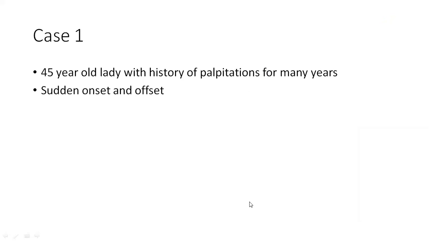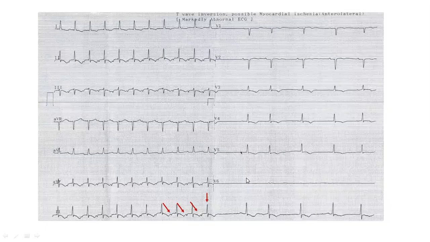Okay, so a 45-year-old lady, palpitations for many years, sudden onset and sudden offset on the history. This is the ECG. So you have a 12-lead ECG. Fortunately, you have sinus rhythm on one side and a tachycardia on the other side, and then you have a transition zone here. Right? So how will you read this ECG? On the right hand side there is sinus rhythm and PAC. On the left hand side there is a tachycardia.